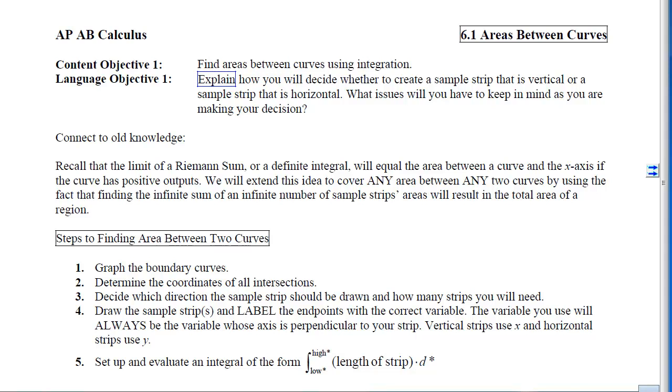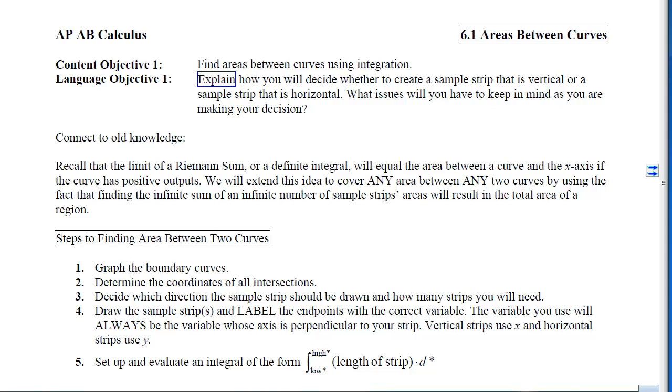Step 3, you need to decide which direction the sample strip should be drawn and how many strips you will need. We'll get into the nuances of this step as we do the examples. Step 4, once you've drawn that sample strip, you need to label the endpoints with the correct variable. This is essential for setting up your integrals, and it will come into play again in section 6.2 and 6.3, so you need to develop the habit now.